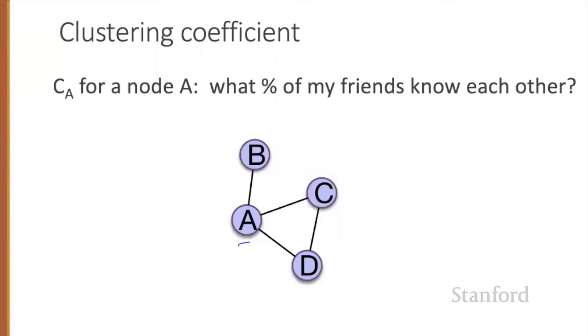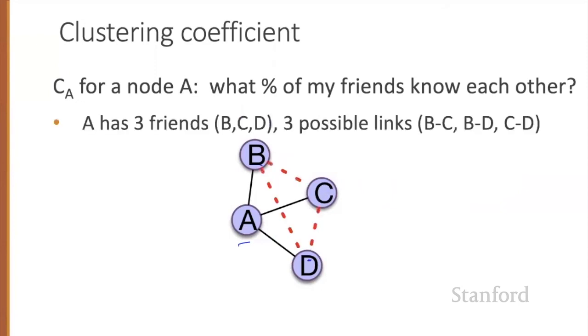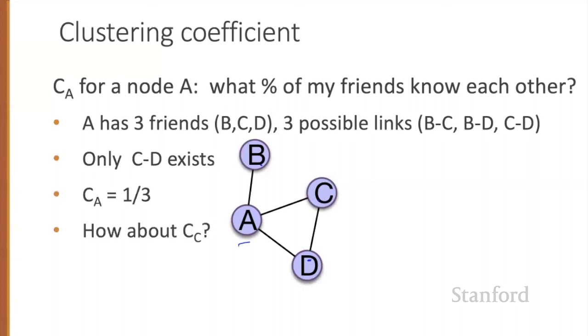Let's compute the clustering coefficient for this node A. A has 3 friends, B, C, and D. So there are 3 possible links among those friends, BC, BD, and CD. Of those 3, only one exists, CD is in our real graph. So the clustering coefficient for node A is 1 out of 3. How about for node C? What's its clustering coefficient? Here there are 2 neighbors, A and D, and one possible link, the link A to D, and that link is in fact there. So the clustering coefficient is 1 out of 1, or 1.